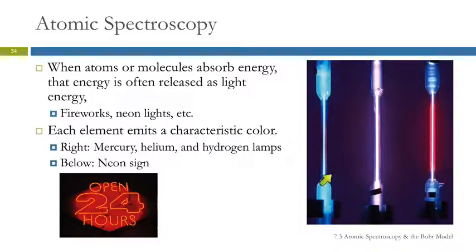Examples of this in real life are fireworks, neon lights. Here we have 3 discharge tubes: mercury, helium, and hydrogen lamps. And these are glowing. They're evacuated tubes filled with elements in their gas states. Then we pass an electric current through. The mercury absorbs energy, and then it has to release that energy again, and it gives off this blue light. Helium gives off kind of this pinkish purple light, and hydrogen gives off more of a reddish light.